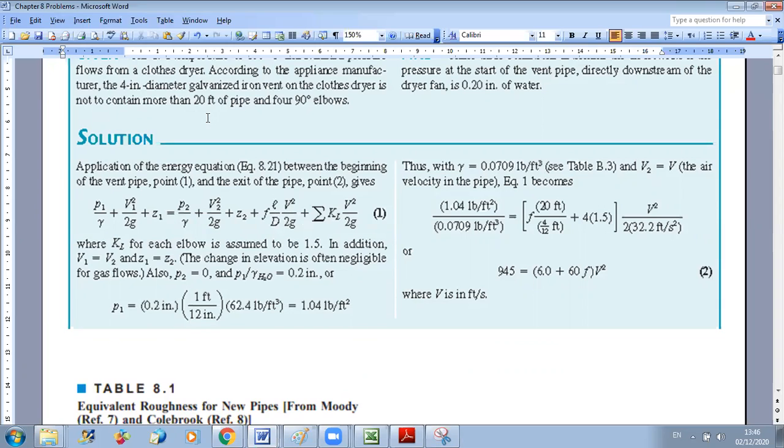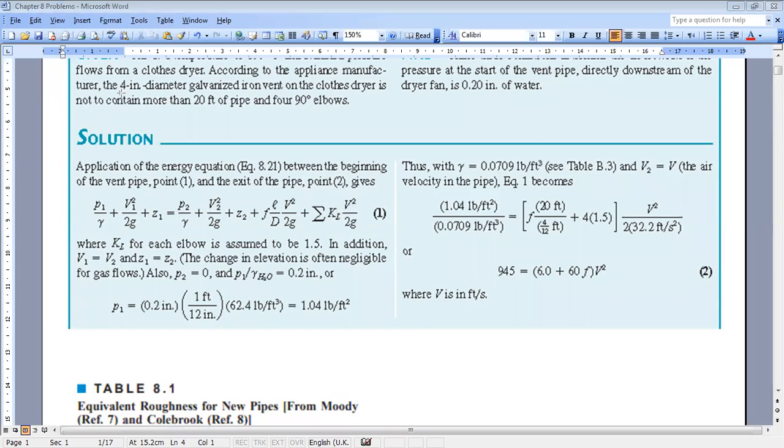First, L is given, it's 20 feet. Okay, and the diameter also is given, so it's 4-inch diameter. So D is given, L is given, but the factor F is not given. Okay, so F is unknown. And we will see together how we can determine the corresponding value of F. Okay, so now what I will do, I will replace KL by its value. I will replace L and D by their values. I will replace P1 and P2.